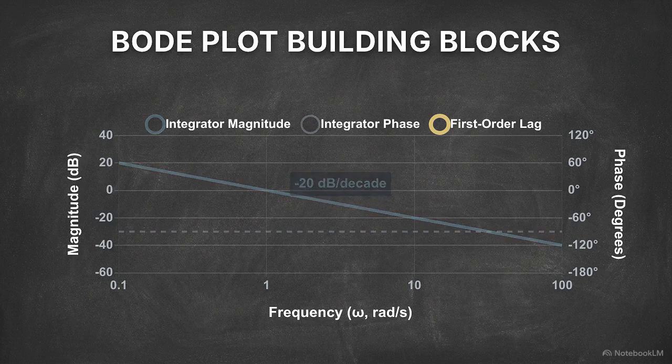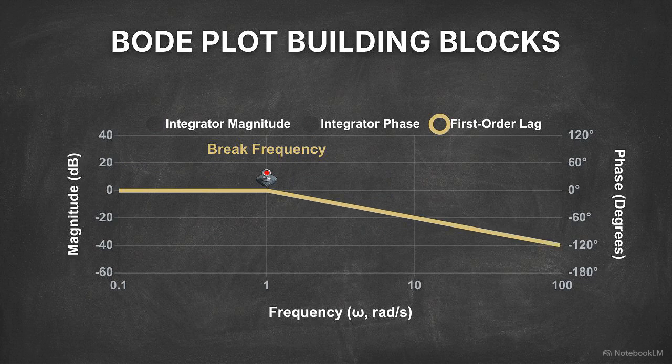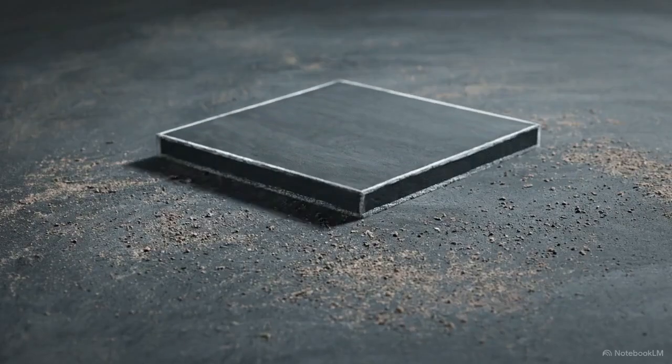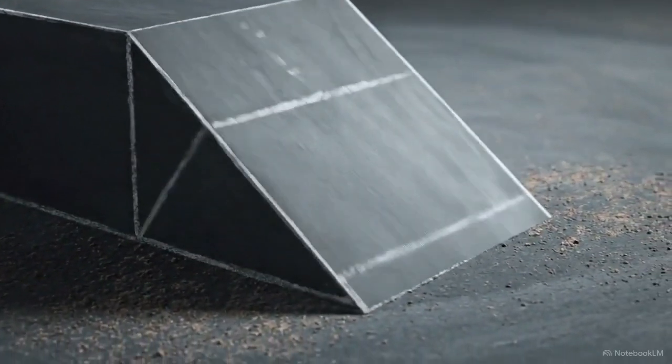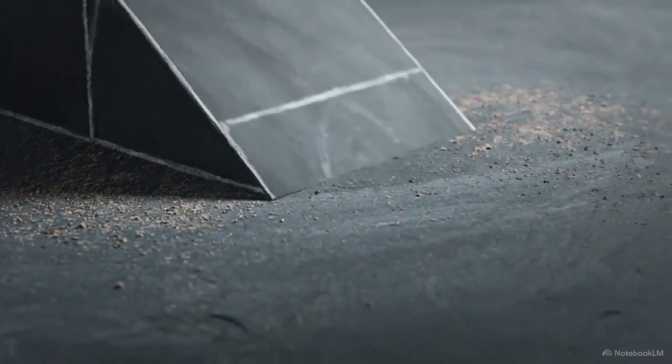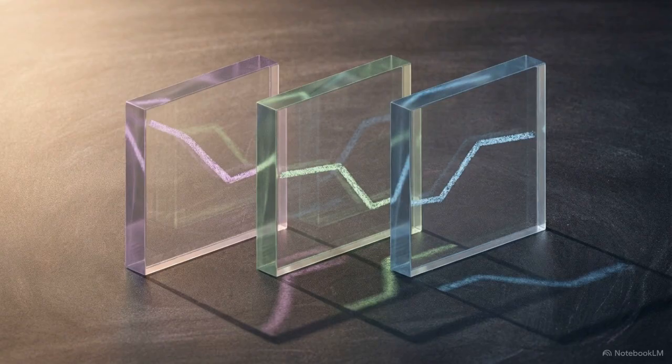Next is the first-order lag. This shape stays completely horizontal, maintaining a gain of 0 dB until it hits a specific break frequency. At that exact point, it abruptly angles downward, matching that same minus 20 dB per decade slope. Think of this break frequency like driving across a perfectly flat plateau. You maintain altitude until the edge, then lock into a steep downhill grade. By learning to recognize and isolate these distinct blocks, the integrators, the lags, the leads, you can sketch the frequency response of a highly complex machine just by adding straight lines together.